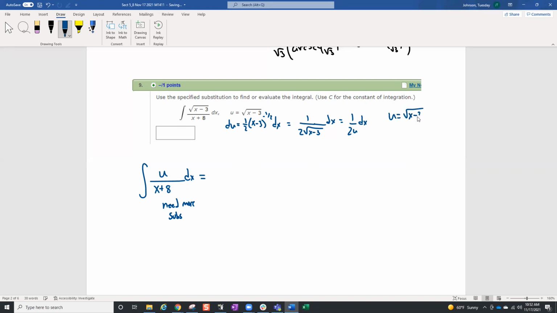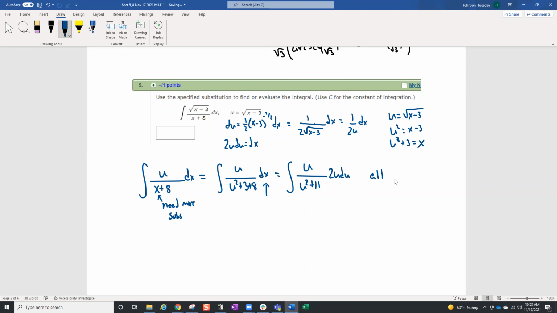If u is the square root of x minus 3, square it, add 3, and I can replace my x. So that's u over u squared plus 3 plus 8 dx. But we don't want a dx. That's a bummer. All right, we have to substitute more. I don't have a 1 over 2u, so let's multiply that. 2u du equals dx. All right, so we will have the integral of u over u squared plus 11 times 2u du, all in u.